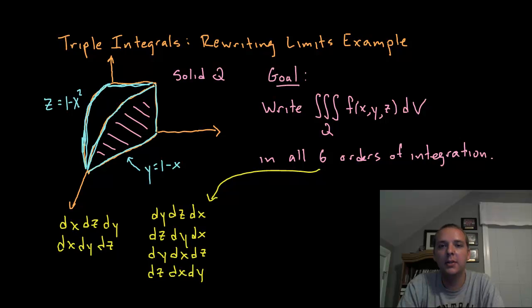In this problem, we're going to take a triple integral and try to write the order of integration, the dx, dy, dz, dz, dy, dx, in all six possible orientations. So here's the solid that we're integrating over.